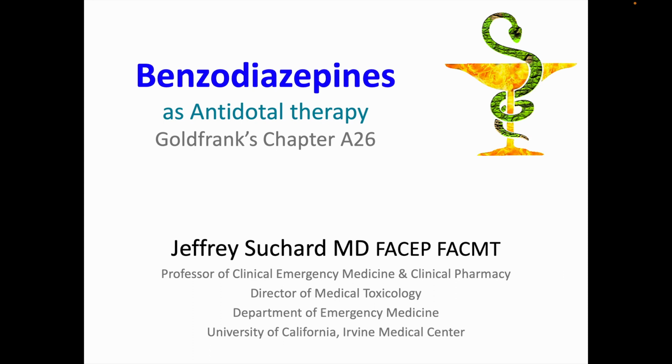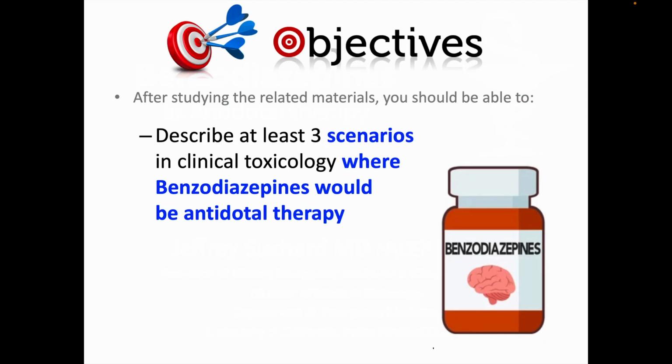This entry for the Clinical Toxicology series is about benzodiazepines. Not benzodiazepines in overdose, which is already covered along with other sedative hypnotics in another video discussion, but when we use benzodiazepines as an antidote, corresponding to Antidotes in Depth Chapter A26 in Goldfrank's Toxicologic Emergencies. The learning objective for this session is that you should be able to describe at least 3 scenarios in toxicology where benzodiazepines would be antidotal therapy.